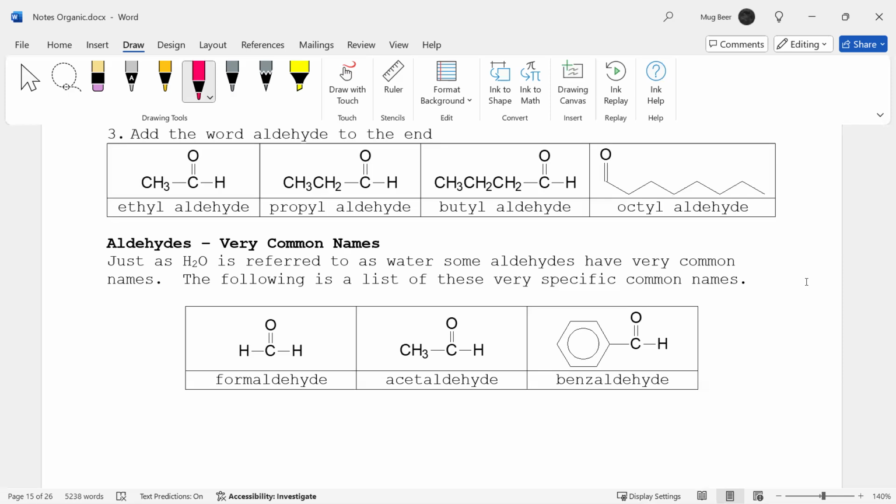Do you have an IUPAC name for that one and a common name for that one? Can you give me an IUPAC name for that? For which one? For formaldehyde? Methanal. Yep, it's one carbon, so meth. So you just say, basically you say methane-al, methanal. And then what would the common name for it be?